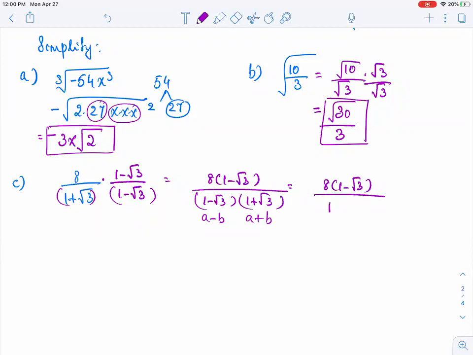Okay, and a is 1. So 1 squared is 1. B is square root of 3. What is the square root of 3 squared? 3. The square root just vanishes. So this is going to be 8 times 1 minus radical 3 divided by -2. So you can simplify this -2 and 8 as 4. So that just becomes -4 times 1 minus radical 3.